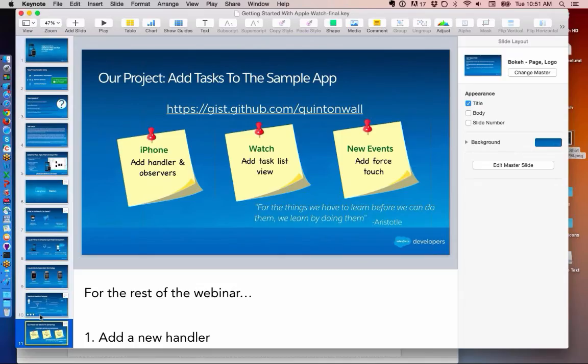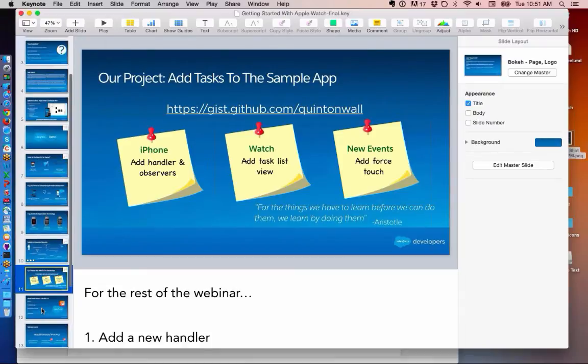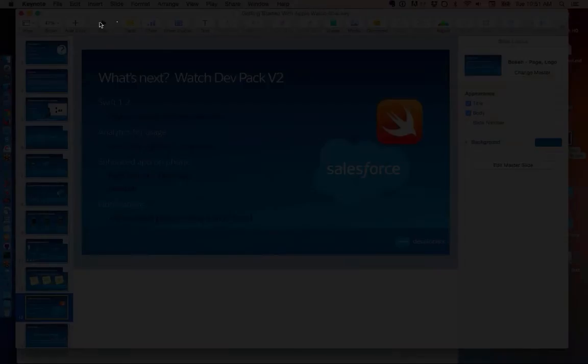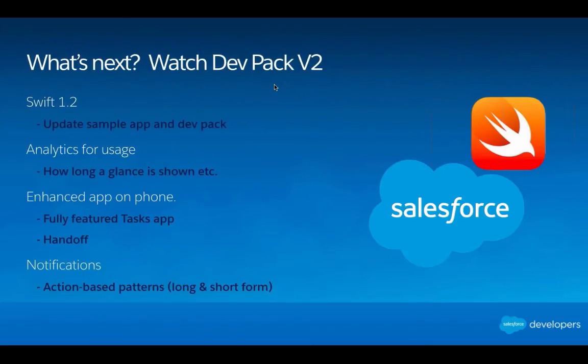To kind of bring it back and recap, make sure that we have enough time. We're early days in Apple Watch development. So the next thing that I'm going to start working on is a version 2 of the watch, which includes things like support for Swift 1.2 and analytics, as well as enhanced features on the phone. So effectively a full-featured app on the phone to show a little bit more information.